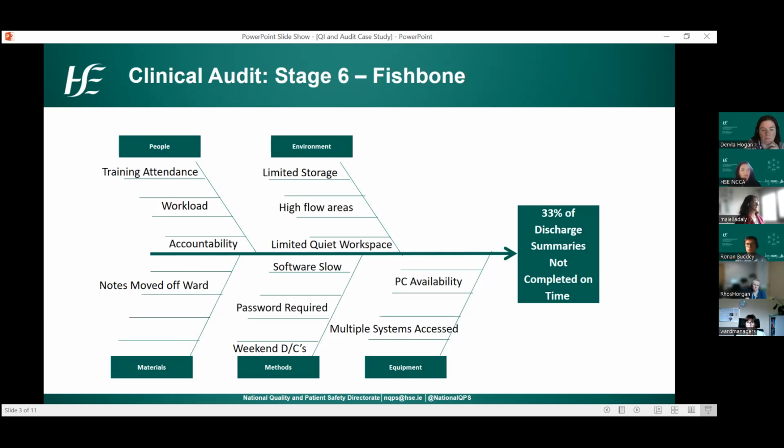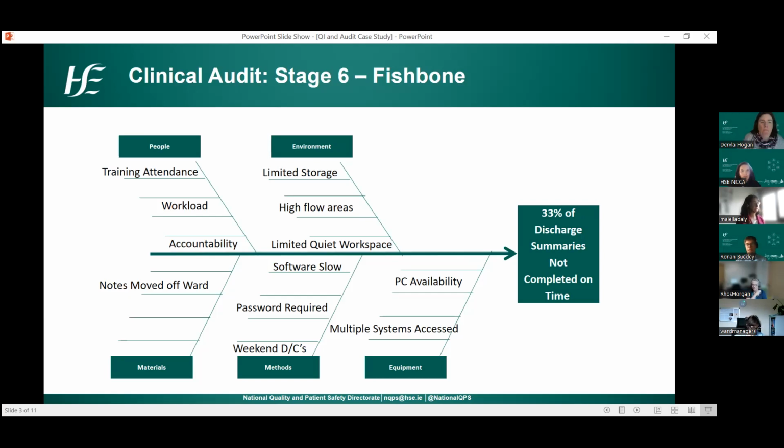And then nobody is really holding anybody accountable for having this piece of work done. And so it generally goes undone. So the clinical audit team sit down then to look at this. And the first thing worth noting is that there's definitely some pieces on this fishbone diagram that are out with the scope of this local clinical audit team.